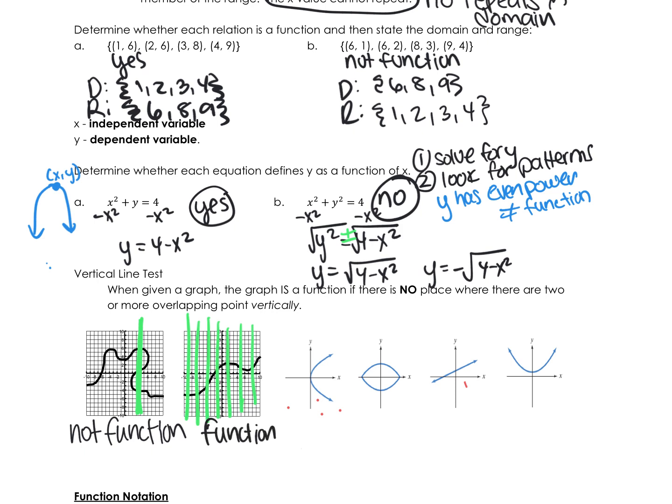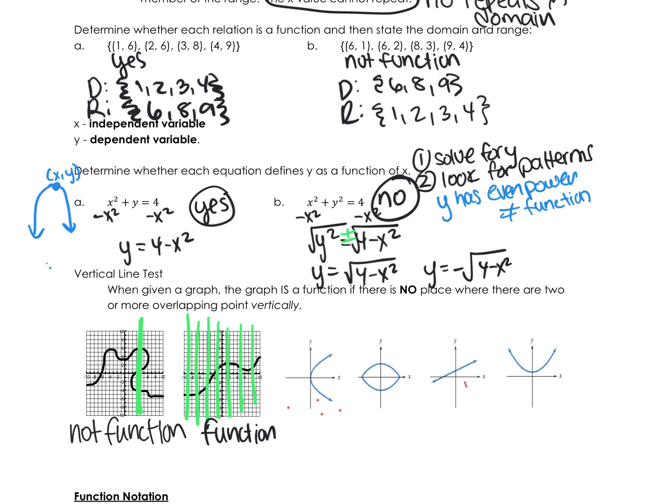So you need to look for if you ever draw a vertical line and you intersect more than one time, then you are not a function. Because what you're doing here is you have one x value that now has multiple outputs, right? And so that's a repeat in the domain. So it's all tied to the same definition. It just looks different sometimes on graphs versus equations.